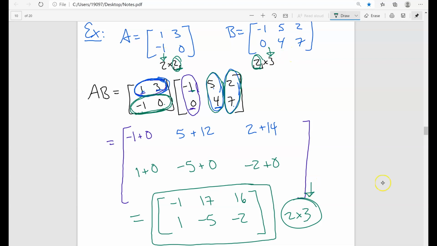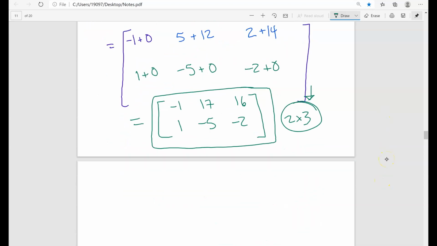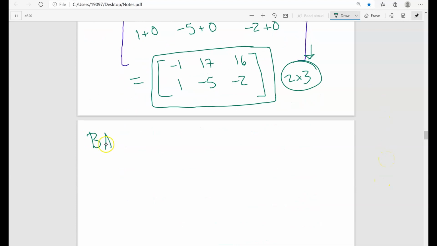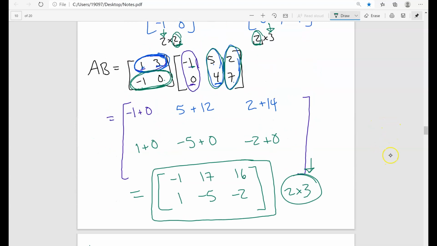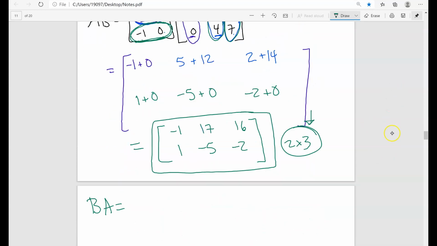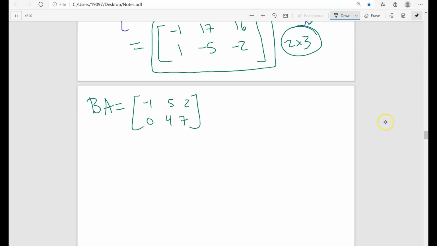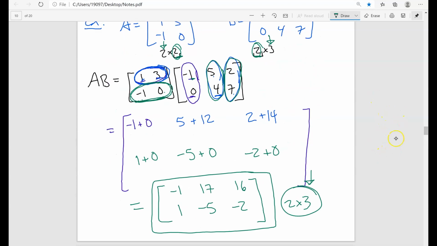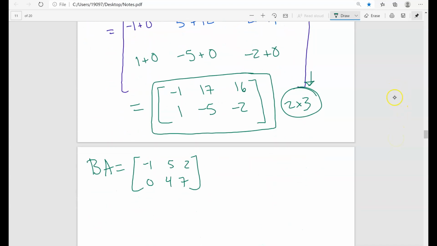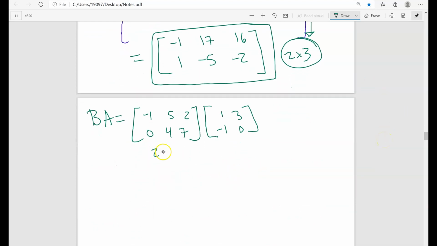That's how we know. Now the thing about matrix multiplication is that it's not the same if I flip it around. If I put B times A, then basically what that means is that I'm going to multiply B, negative 1, 5, 2, 0, 4, 7. I think that's what it was. Yeah, okay. And then you're going to multiply this by A, which is going to be 1, 3, negative 1, 0. And you can see right off the bat that this is a 2 by 3.